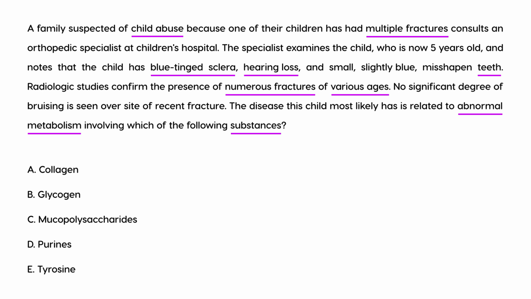Well, this is classic. They're showing a hearing loss, which of course is because of the abnormalities in the bones of the middle and inner ear. The blue sclera as well. As we talked about in the video, type 1 collagen is involved in osteogenesis imperfecta. The deficiency in the synthesis of type 1 collagen is what causes this disorder, because collagen is the structural component of bones, ligaments, and tendons. So it'll be choice A.